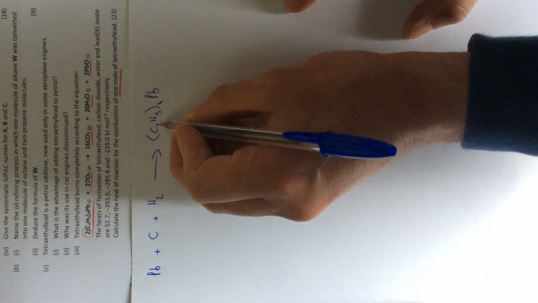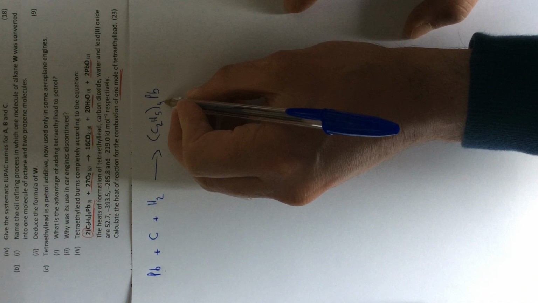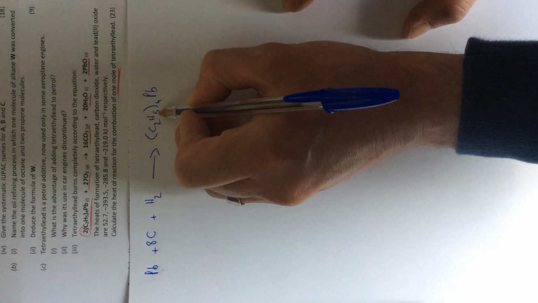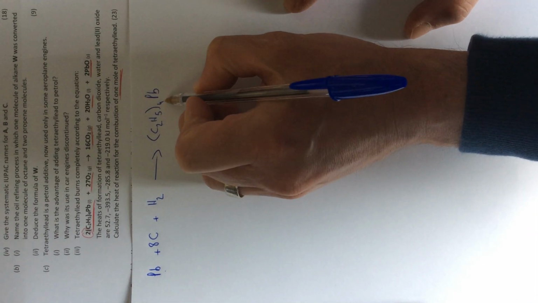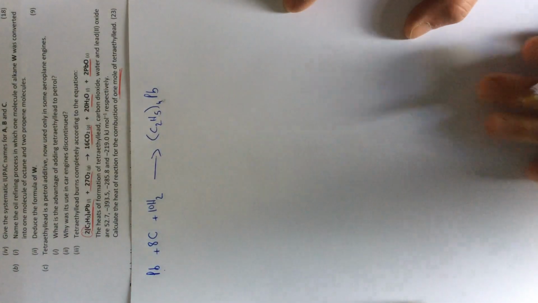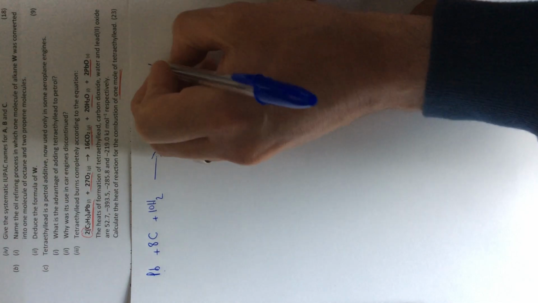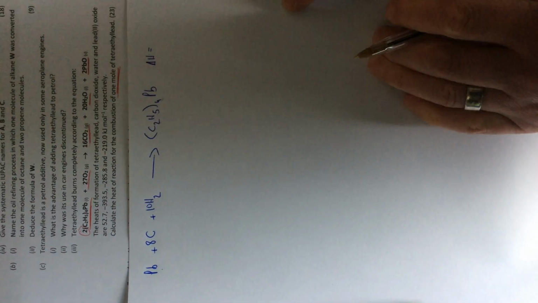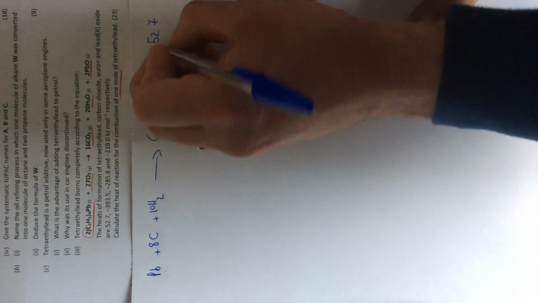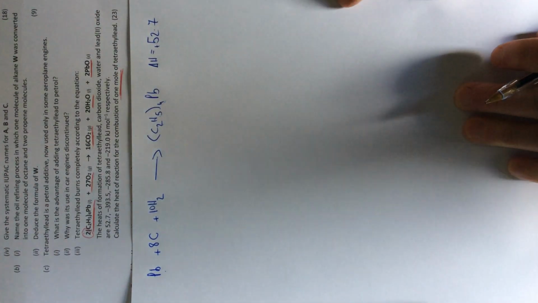Now, the last thing you've got to do is balance this off, right? So Pb is okay, there's 1. Now, how many carbons have you got? 2, and you've got 4 of them, so it's going to be 8. And then hydrogen, you've got 5 of them, there's going to be 4 of them, so that's 20. So it's going to be 10 H2. So that's the first one, that's going to be formed. The delta H for that is plus 52.7. Okay, that's the first one.